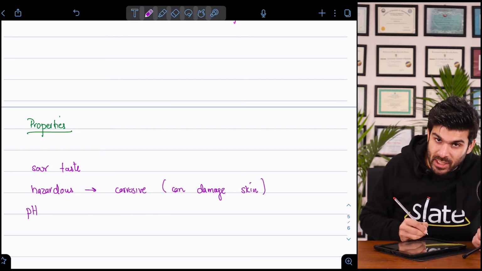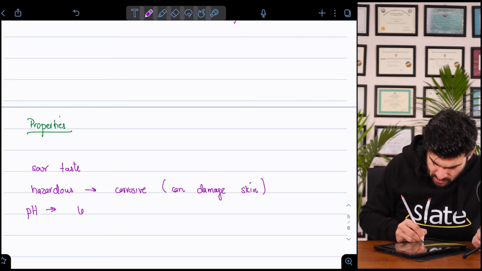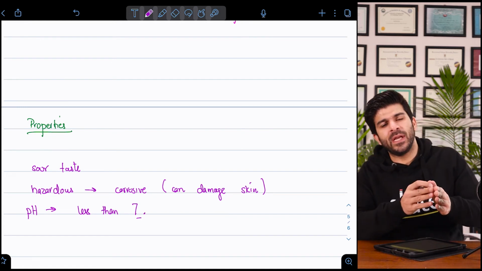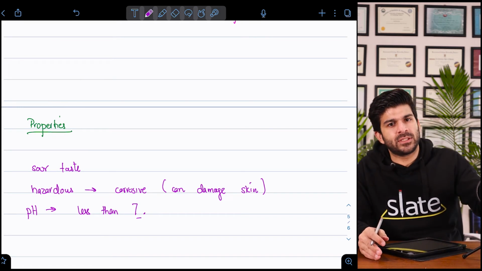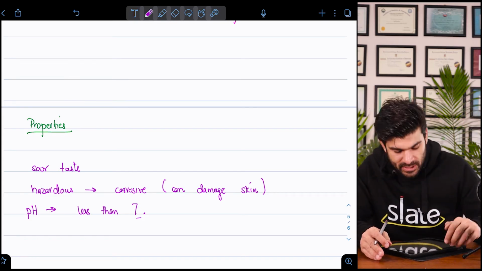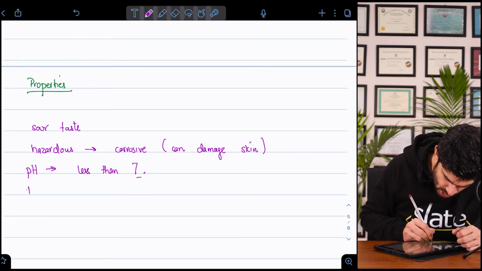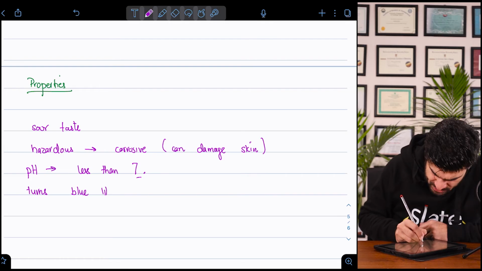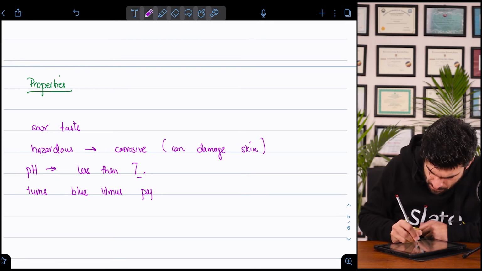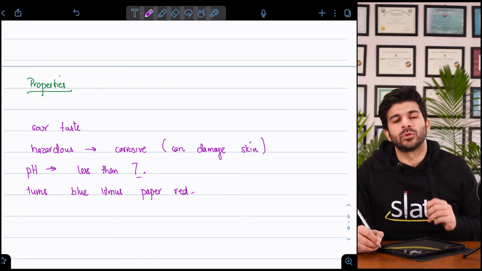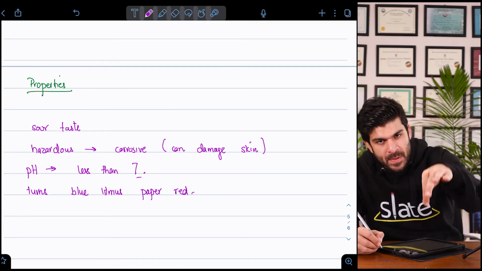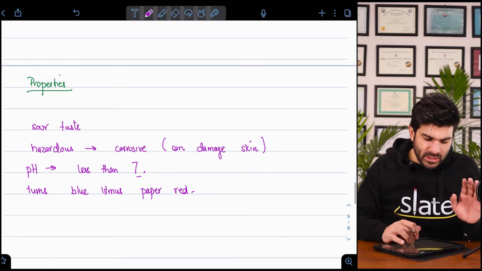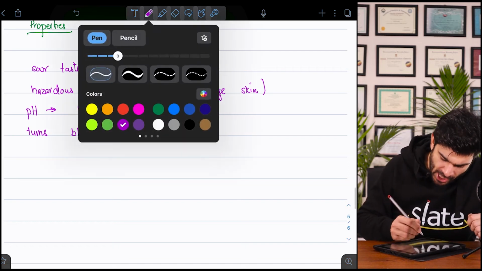pH, it's a concept that we'll study later, but they have a pH less than 7. In the topic of pH, we'll study how lower the pH, stronger the acid. That's what we know about acid. Then we'll also study about indicators. So it turns blue litmus paper red. That's also acid. You dip a litmus paper in the acidic solution, the color changes. A blue one turns red. So these are some basic properties, but the important ones are the reactions.